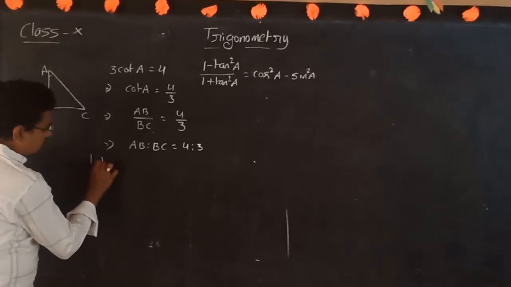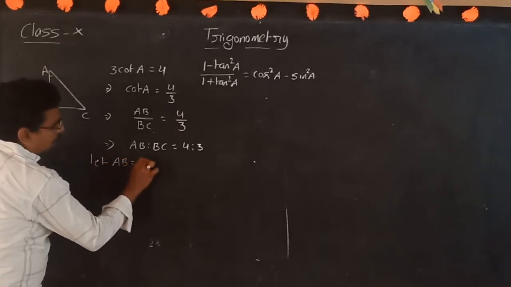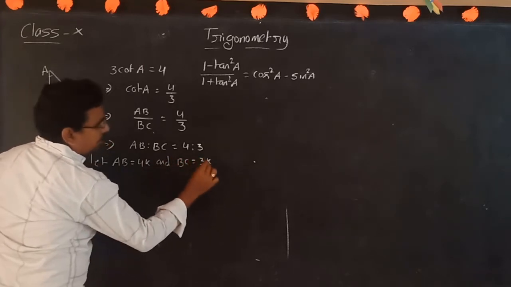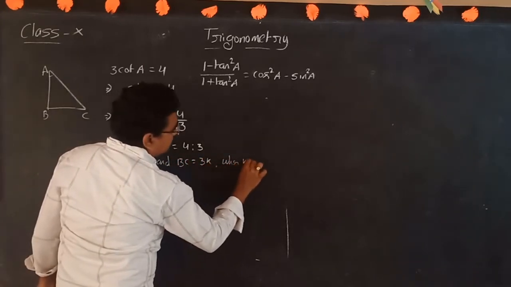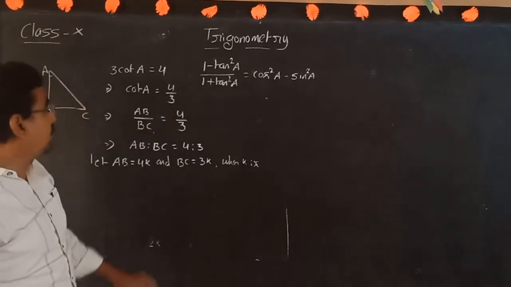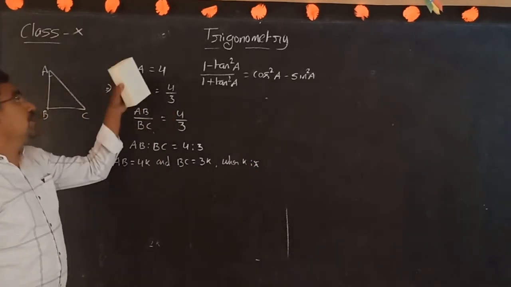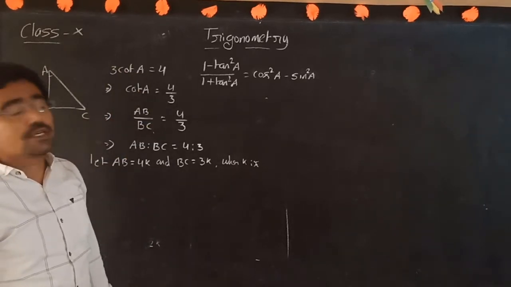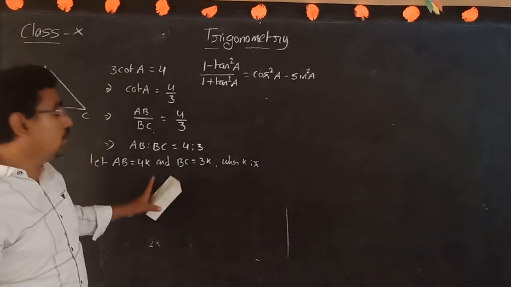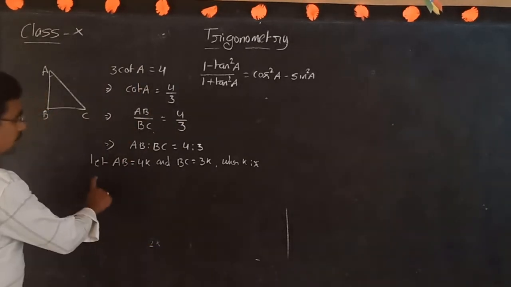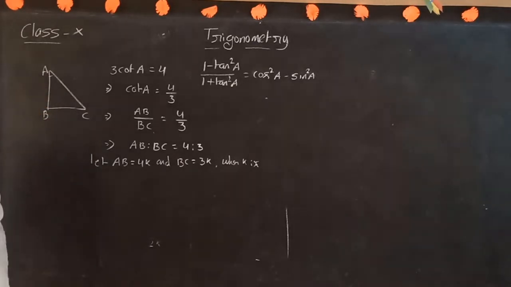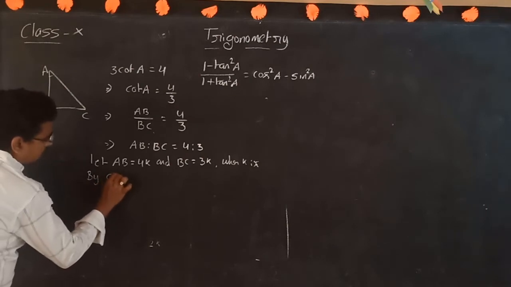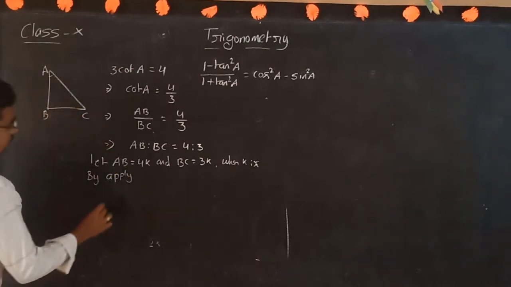Next, let AB equal 4K and BC equal 3K, where K is a constant. By the given trigonometric ratio, we can represent two sides of a right angle triangle. Now we are writing two sides, AB as well as BC. Now by applying the Pythagoras theorem, what do we get?